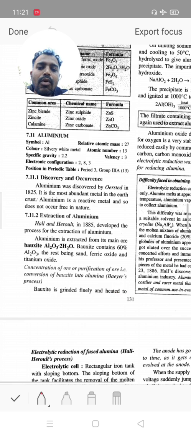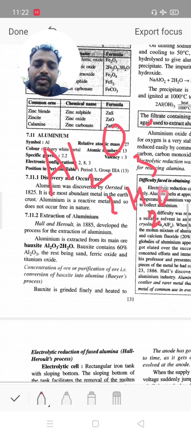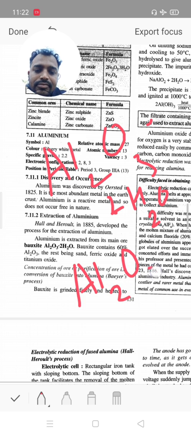Aluminium is the most abundant metal in the earth's crust. Aluminium is a reactive metal. It does not occur free in nature. Aluminium is extracted from its main ore, bauxite, Al2O3·2H2O, dihydrate. Bauxite contains 60% Al2O3, and the rest contains sand, ferric oxide, titanium oxide.